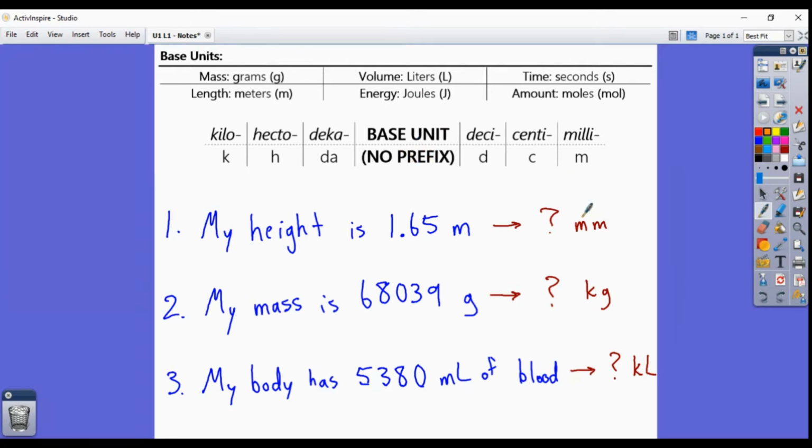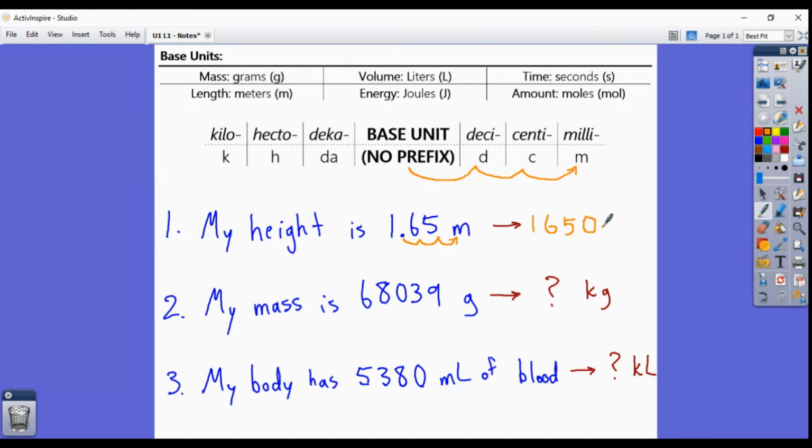So if I want to change this to millimeters on my chart, I'm going to go 1, 2, 3 spots to the right, okay? Now, since there's a factor of 10 difference between each one of these prefixes, all I really have to do is move my decimal point 3 spots to the right, okay? So I just move it just like I do on this chart. So if my decimal point's starting here, 1, 2, 3 spots to the right. So my answer is going to be 1,650.